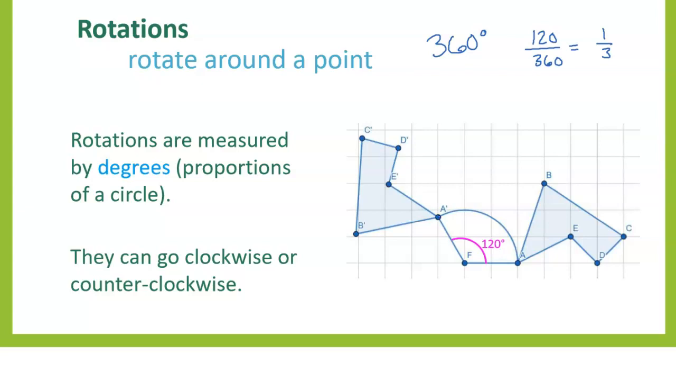So rotations are measured by degrees, and also we can go clockwise or counterclockwise. So you can see in this case, we started with A, we went to A prime. This is counterclockwise. But we could also have gone 120 degrees clockwise. That can go this way as well. Remember, a clock looks like this. 12, 1, 2, 3. So clockwise goes that way. And then counterclockwise goes backwards with the numbers going down. This is counterclockwise.